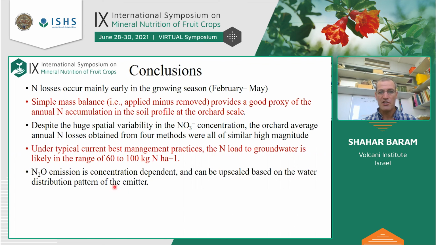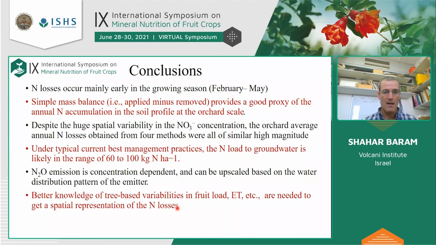N2O emission is concentration dependent and can be upscaled based on the water distribution pattern of the emitter. Basically, if we want to increase the nitrogen use efficiency and limit N2O emission, we should transition to more applications with lower concentrations. And better knowledge of tree-based variables, fruit loads, ET, etc. are needed in order to get spatial representation of the N losses, and this is done today with different efforts using remote sensing and so on. I believe that's the next stage.